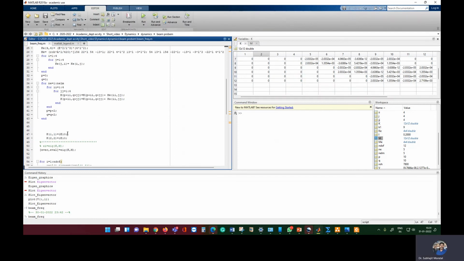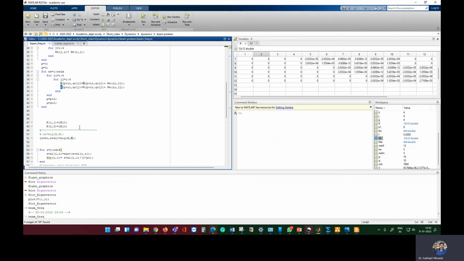Now, till now we have basically obtained our global mass matrix and global stiffness matrix. Now we can go for the eigenvalue solution. So this line we are writing for the eigenvalue solution. Here evec is your eigenvector, eval means eigenvalue, and if you write eig in brackets K comma M, we will get the eigenvalues and eigenvectors.